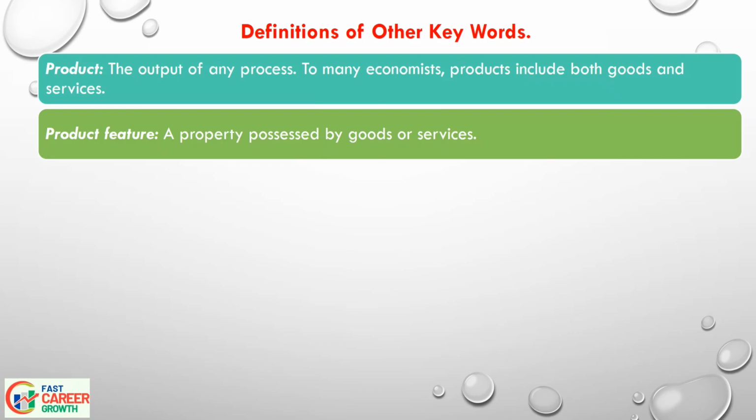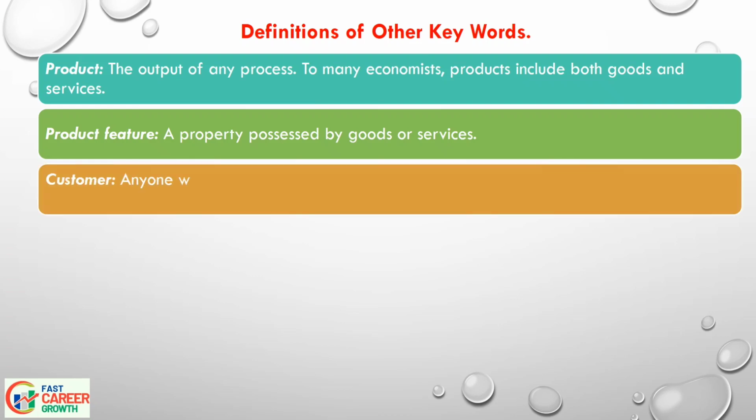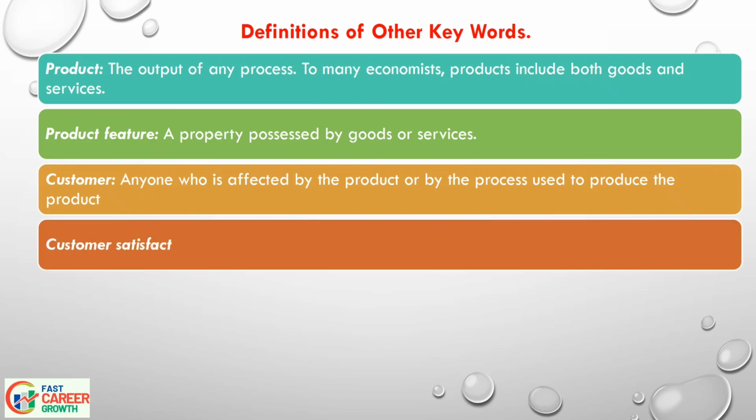Product feature: a property possessed by goods or services that is intended to meet customer needs. Customer: anyone who is affected by the product or by the process used to produce the product. Customers may be external or internal. Customer satisfaction: a state of affairs in which customers feel that their expectations have been met by the product features.